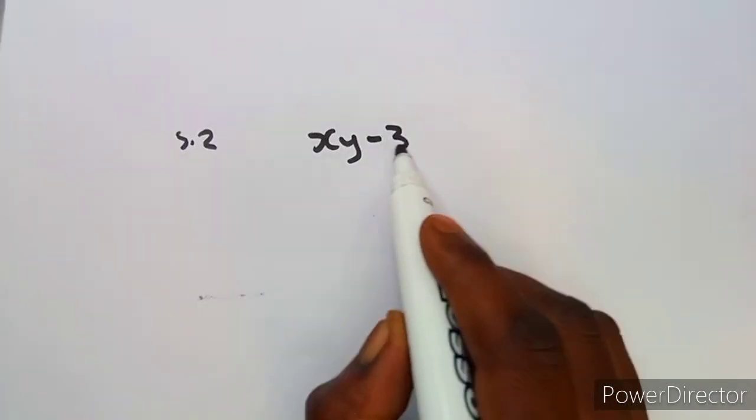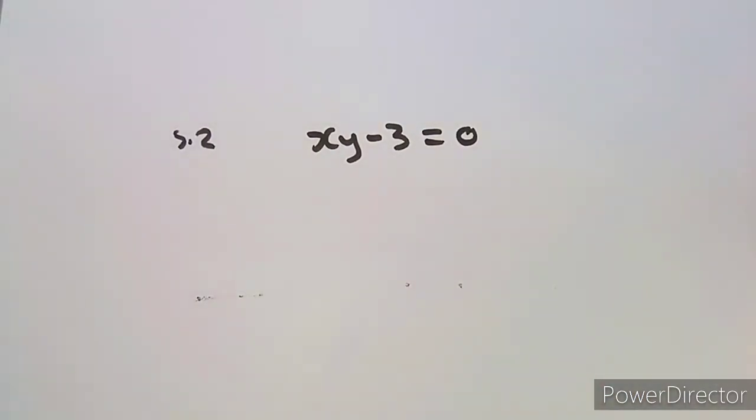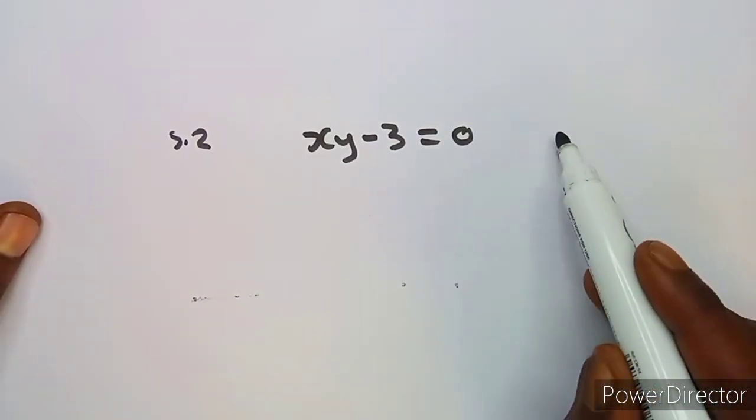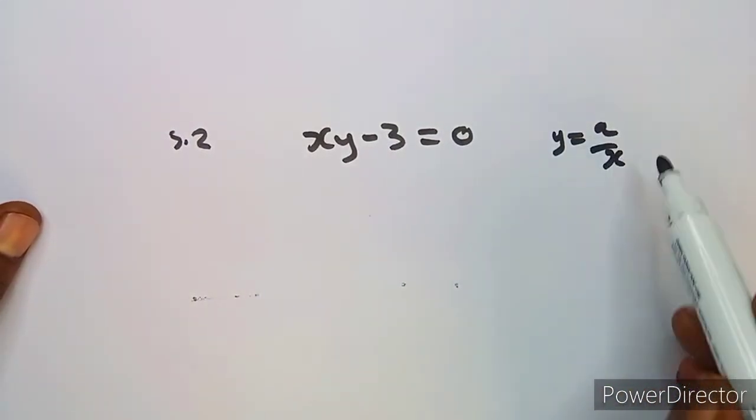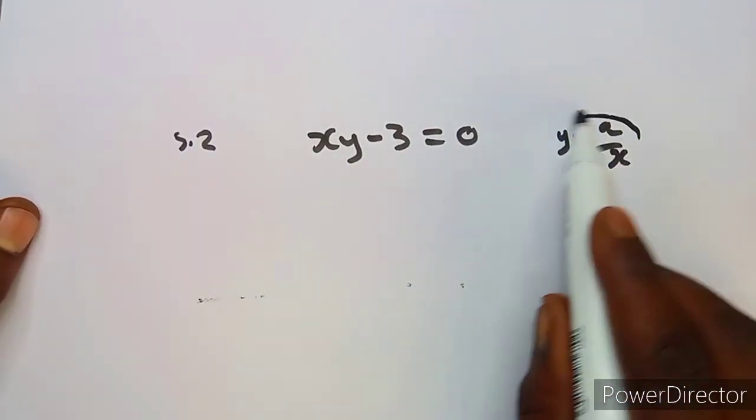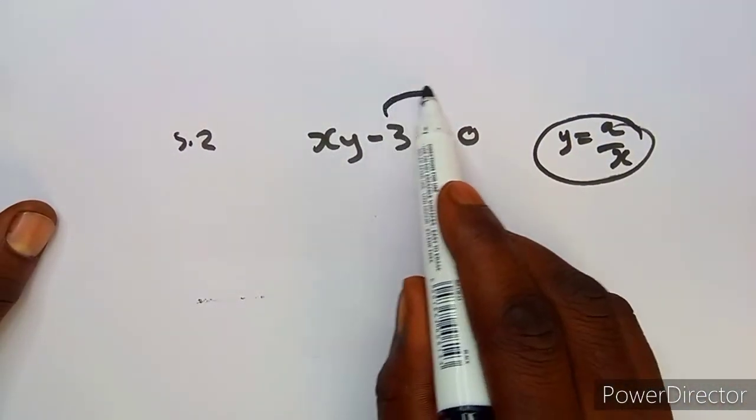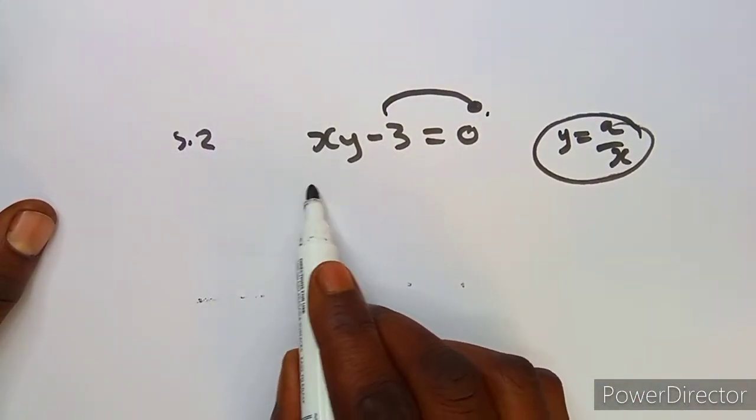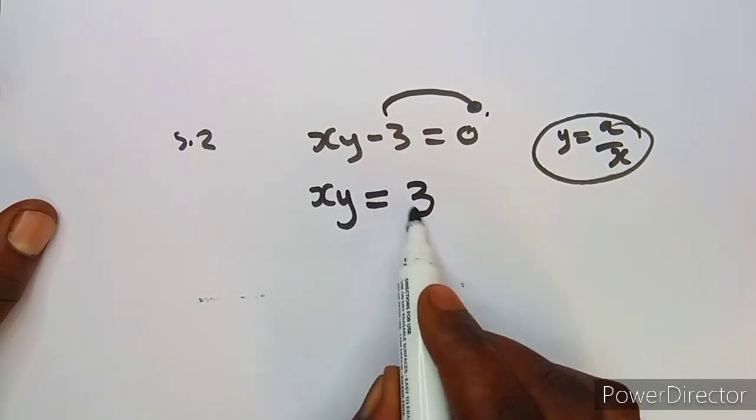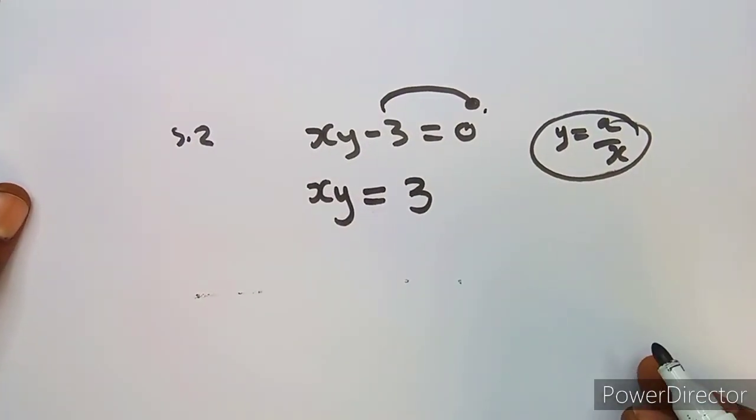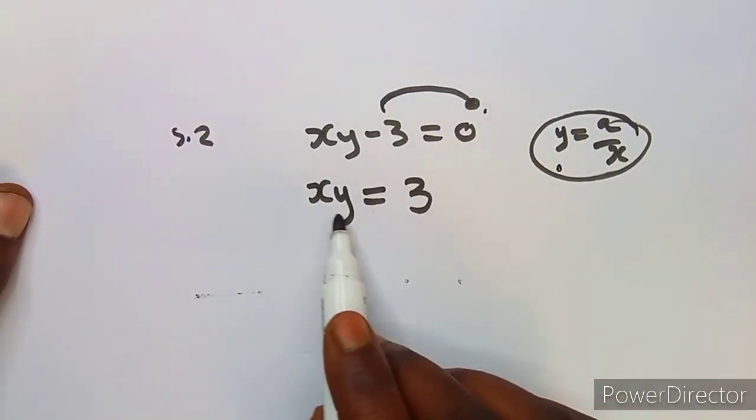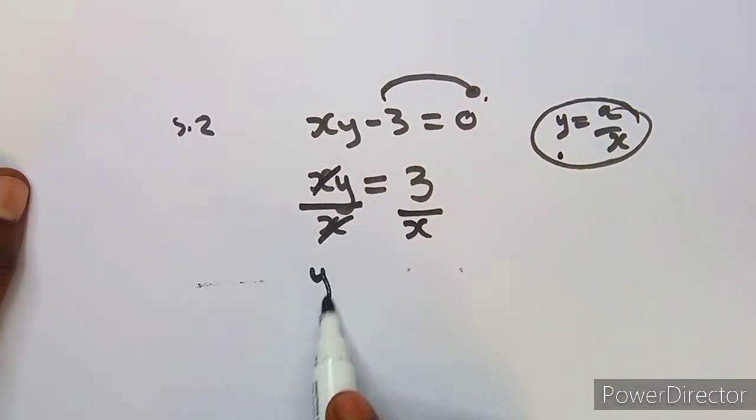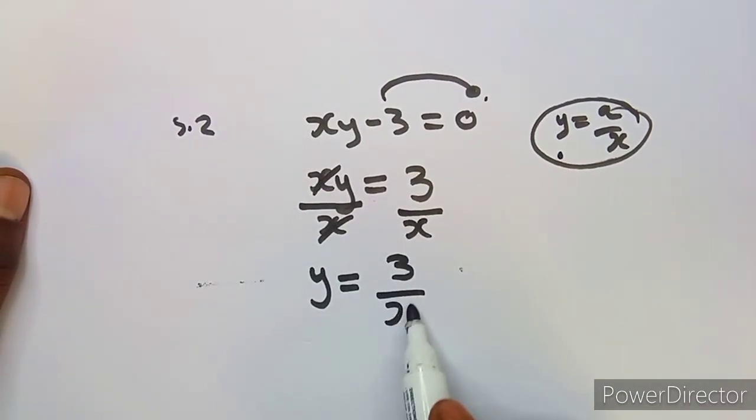xy minus 3 is equal to 0. We know that this one is going to give us an inverse function. So it's supposed to be in the form of y is equal to a over x. So you're supposed to rewrite, making y the subject. You're going to transpose -3 to the right hand side, and it becomes +3. So xy is equal to 3. I want to make y the subject. What is affecting y here is x, so I'm going to divide by x. If I divide by x, it means y is equal to 3 over x.